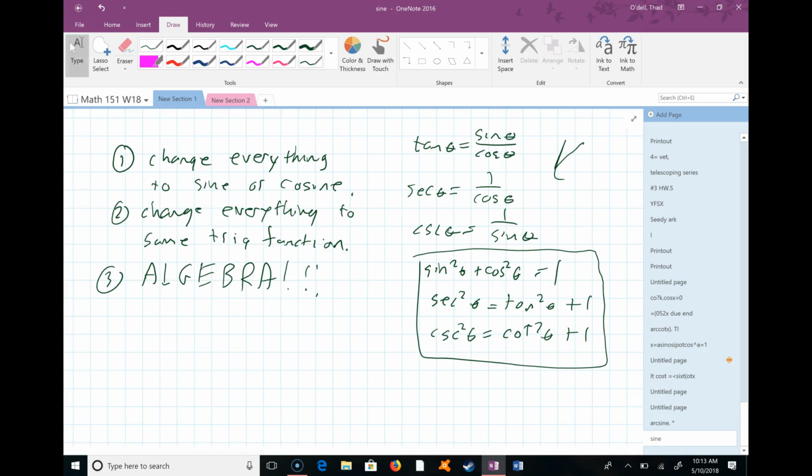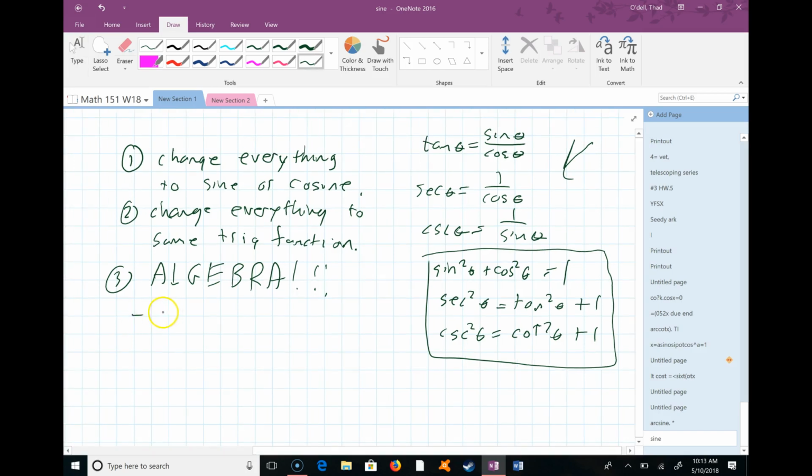What kind of algebra? Well, I can find a common denominator and add fractions. That's a move we did a couple times yesterday. Find a common denominator and add fractions. Everyone know what I'm talking about? Right? What else can we do?